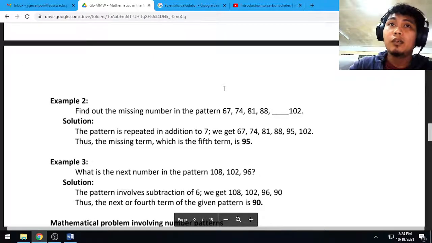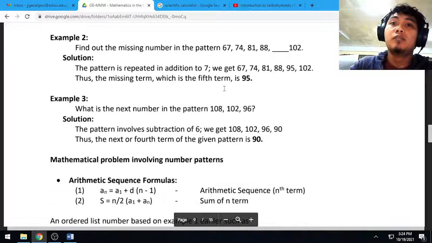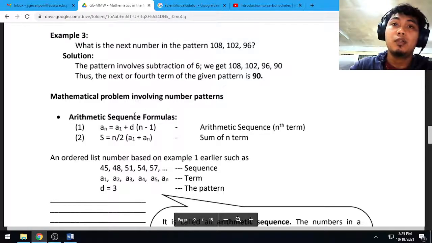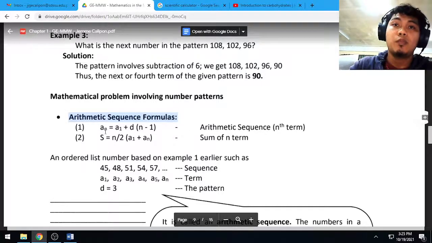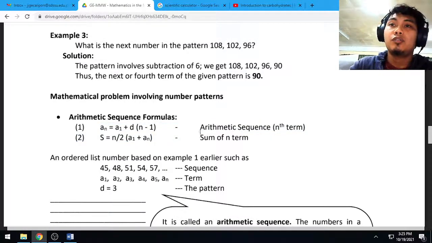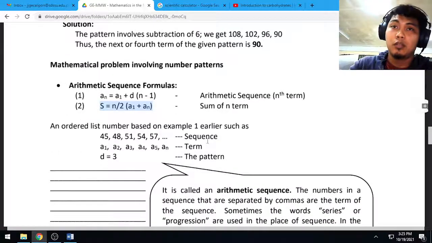Now, to solve that problem, meron tayong mga formula na gagamitin. So from arithmetic sequence, ito yung mga formula. Okay? Pag sinabi kong gusto kong pakita nyo sa akin yung pang 100 na term, ito na yung formula na gagamitin. And this is also the sum of the nth term. So halimbawa, kukunin ko yung total nito, yung lahat ng sequence.